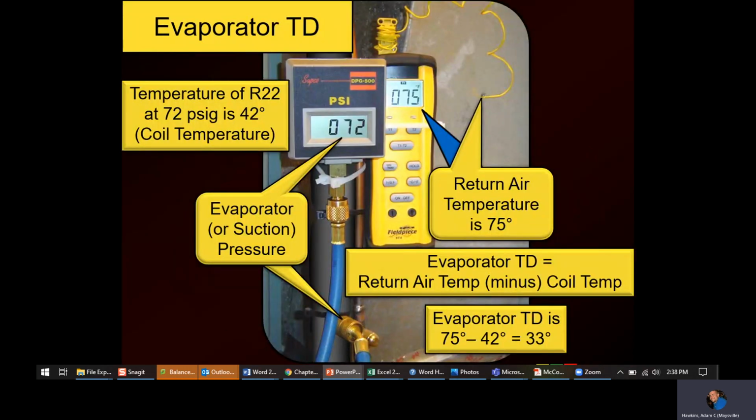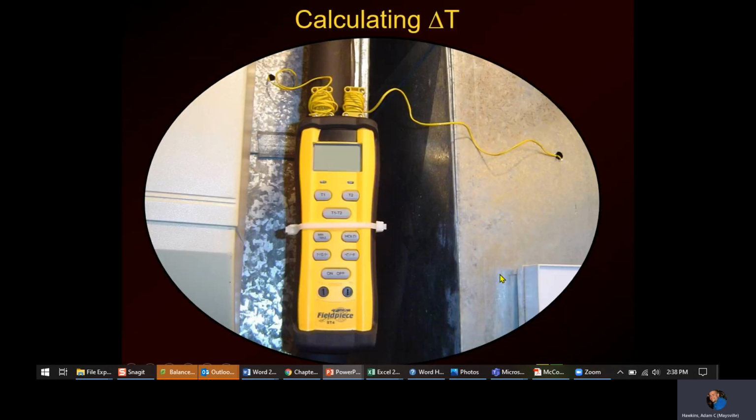All right, so they're just showing you how they're measuring a TD and how they're measuring delta T. So they got return, supply. I guess there's a coil in the middle there somewhere, or, well, that looks like a downflow, upflow setup, return and supply.